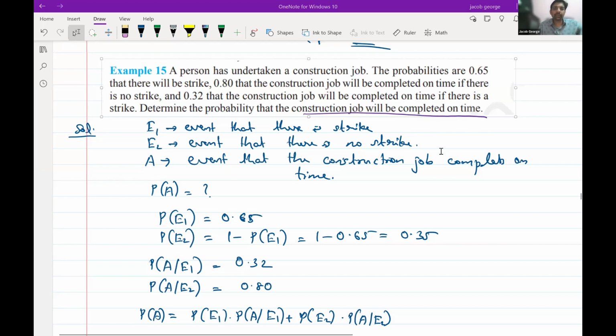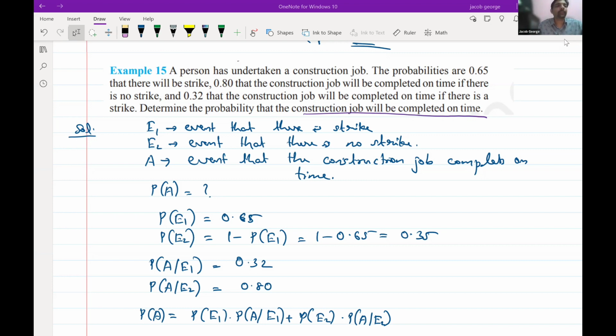This is there in past papers. A person has undertaken a construction job. See, you have to listen to it after reading a question, how to identify the problem. The probabilities are 0.65 that there will be strike. So this one we are going to take as E1, the first event. So E1, we have to write the introduction and everything like this. E1 be the event that there is strike.